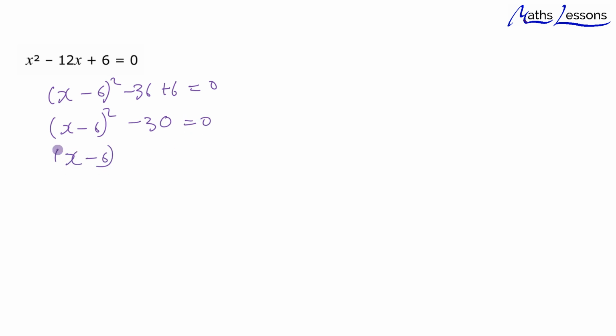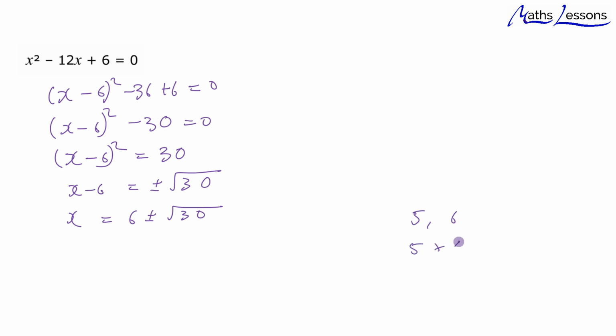So add the 30 to both sides. I get 30. Square root both sides. I get plus or minus the square root of 30, which can't be square rooted. And so therefore I get x equals 6 plus or minus the square root of 30 when I add 6 to both sides. We could try to simplify the 30, but 30 is equal to 5 times 6, which gives me 5 times 3 times 2. There are no square numbers as factors of 30, so we can't cancel that down. So that's our best answer.